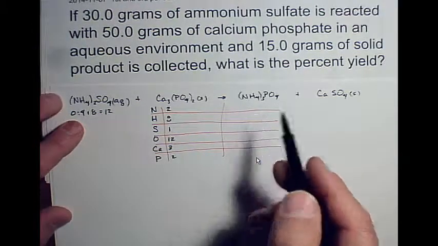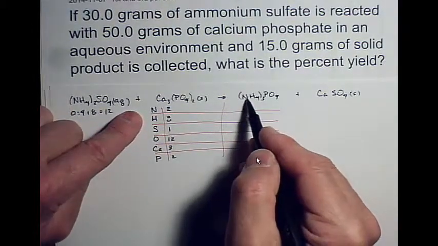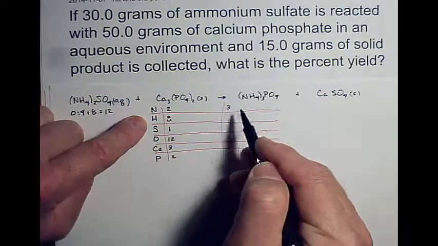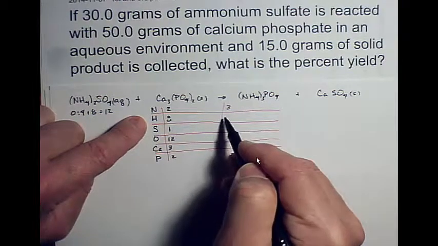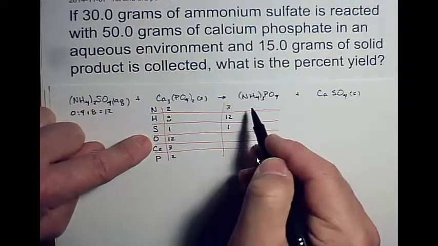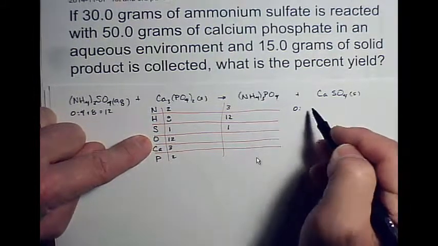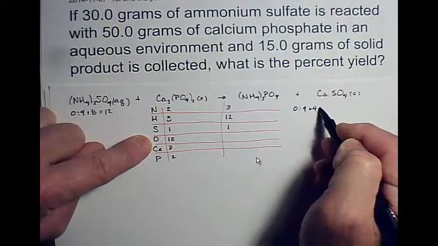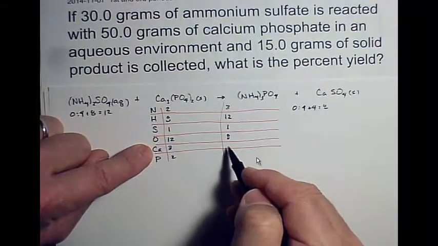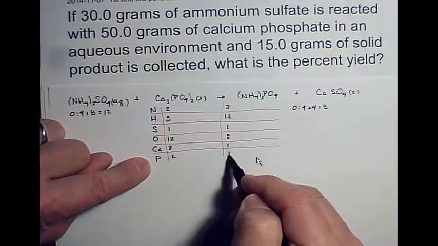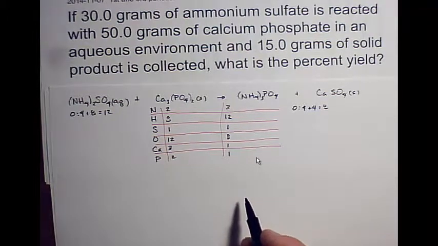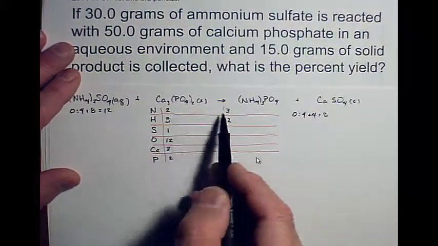On the right-hand side, I've got 3 times 1, or 3 nitrogens. 4 times 3 are 12 hydrogens. I've got 1 sulfur, and I've got 4 oxygens here, plus 4. So I currently have 8 oxygens. I've got 1 calcium and 1 phosphorus. So you always balance the hydrogens last and oxygens next to last. So we could start with the nitrogen.